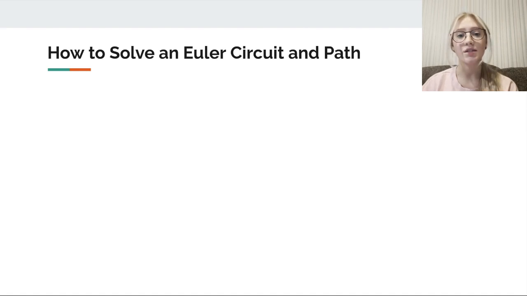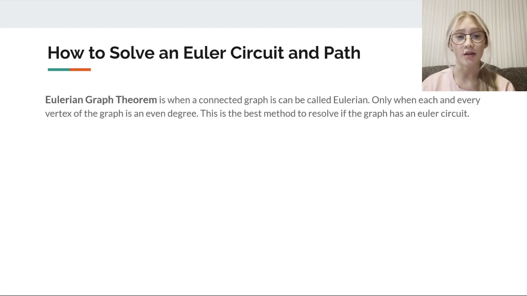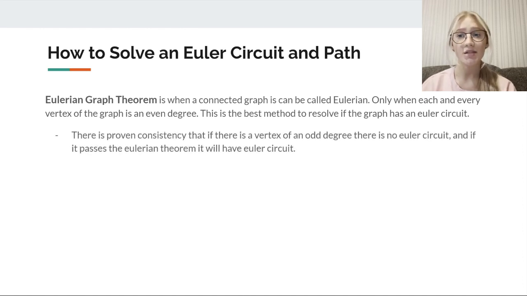Hi, I'm Colleen Driscoll, and today I'll be talking to you on how to solve an Euler circuit and an Euler path. The Eulerian graph theorem is when a connected graph can be called Eulerian. This is only when every vertex of the graph is of an even degree. This is the best method to resolve if the graph has an Euler circuit. There is proven consistency that when a vertex is of an odd degree there will be no Euler circuit, and that if it does pass the Eulerian theorem, then it will have an Euler circuit.